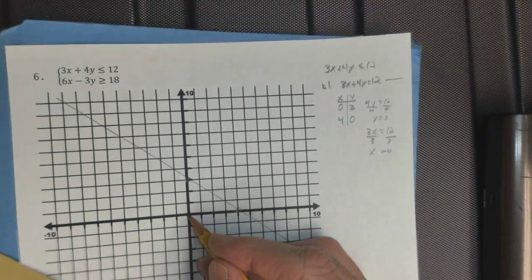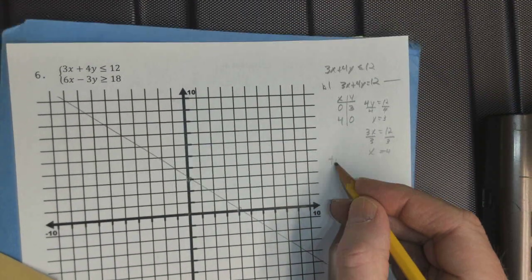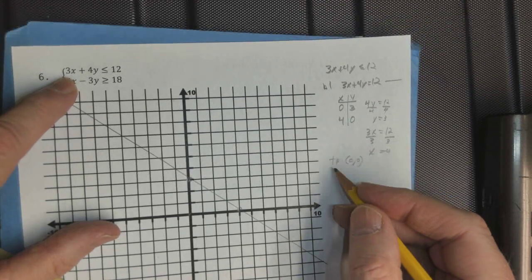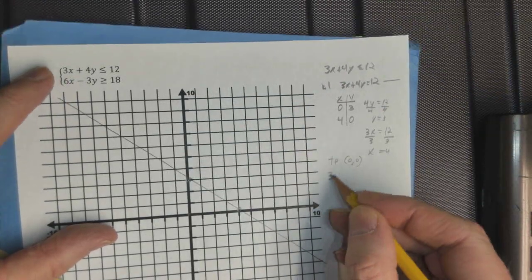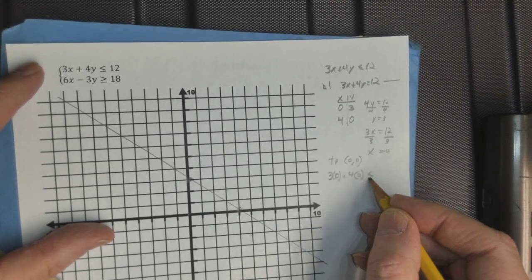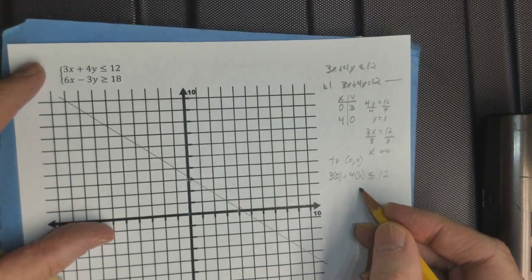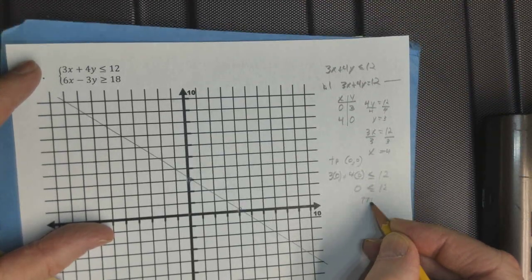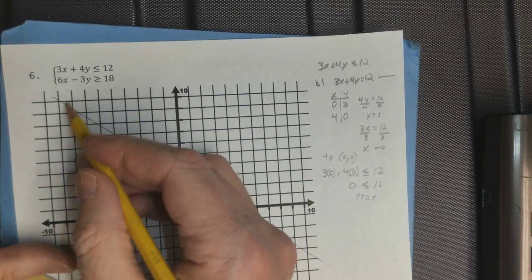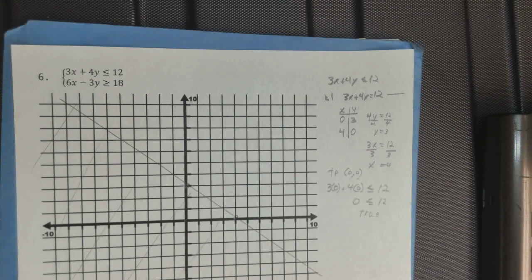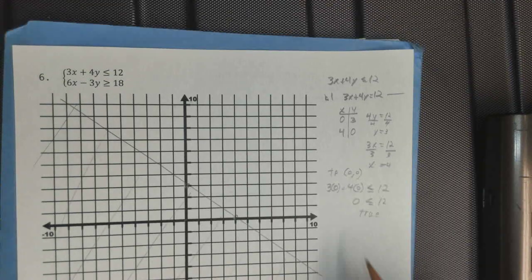Okay, I'm going to use a test point of 0, 0. And 3 times 0 plus 4 times 0 is less than or equal to 12. 0 plus 0 is less than or equal to 12, which is true. So I'm going to lightly shade this side of the line. Alright.